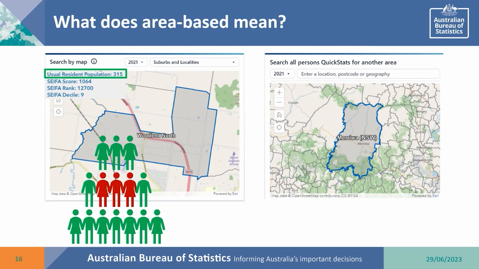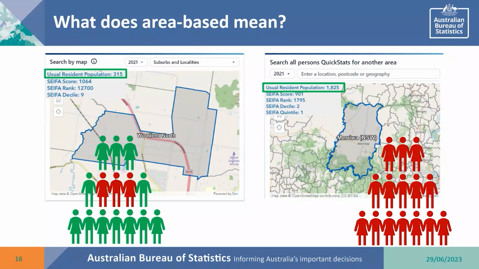This is the suburb of Merriwa, New South Wales. It has a decile of 2, so we could say it's relatively disadvantaged. There are almost 2,000 people in Merriwa, but we can't say that they are all relatively disadvantaged, because within Merriwa, there may be people who are relatively advantaged. So we need to keep in mind that it is an area-based measure.